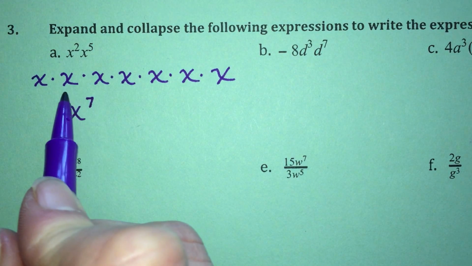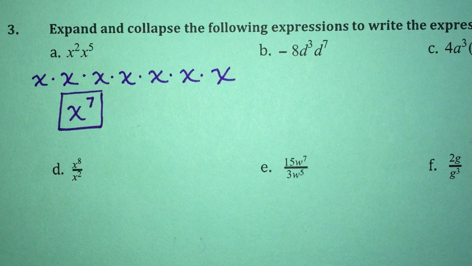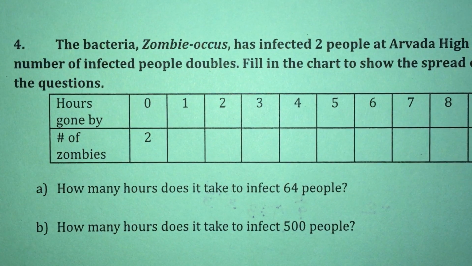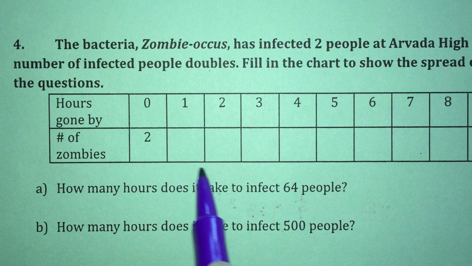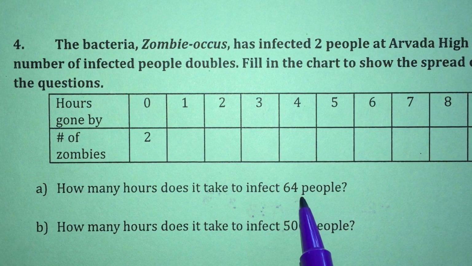And from there, you can notice some patterns. In the last problem, number 4, we have doubling going on. So from 2, it's going to be going up to 4 and 8 and 16 and so on. You're looking for where that number of zombies becomes 64 and then 500.